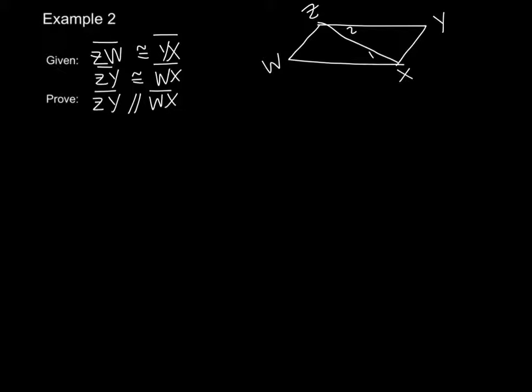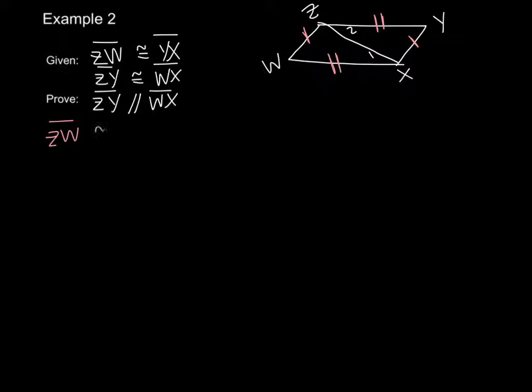Okay, so if we look at this, I know automatically a few things. So I'm going to mark it up. ZW is congruent to YX, and ZY, so this one up here, is congruent to WX. And I need to prove that ZY, so where's ZY? ZY is up here, is parallel to WX. All right, so first let's start off with our givens.